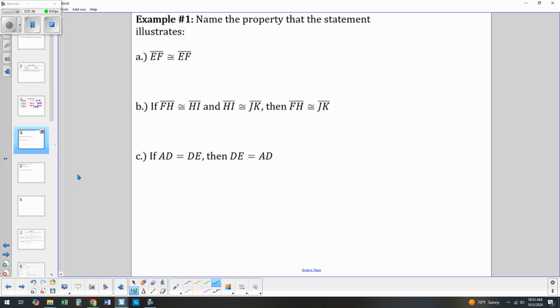So for example 1, we want to name the property that the statement illustrates. So if EF is congruent to EF, we're looking at our reflection. That's the reflexive property. If FH is congruent to HI and HI is congruent to JK, then FH is congruent to JK. We are linking together by the fact that we had 2 different HIs. So FH is congruent to JK by transitive. And then if AD is equal to DE, then DE is equal to AD. So notice this is back to an equal sign, but it's okay because it could go either way. So this is symmetric property.